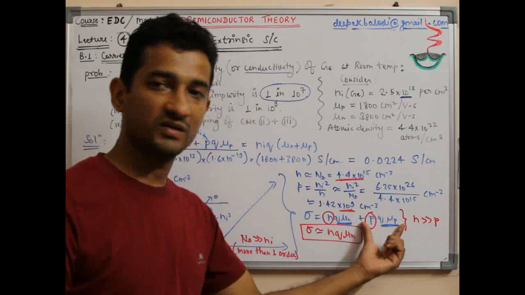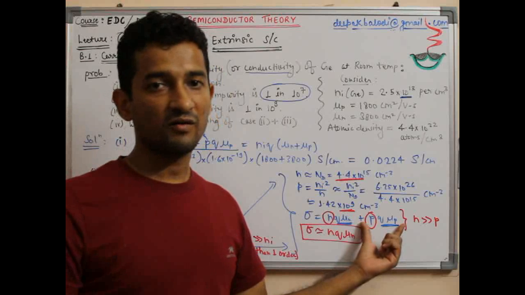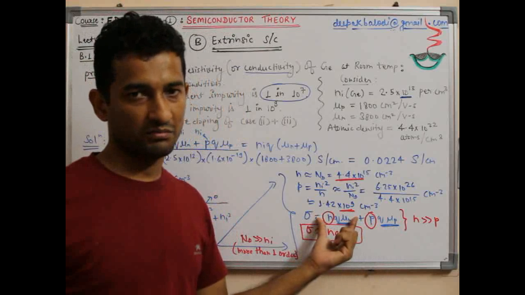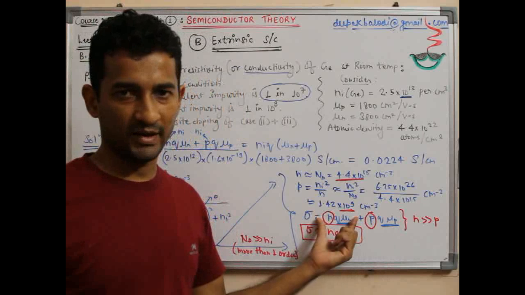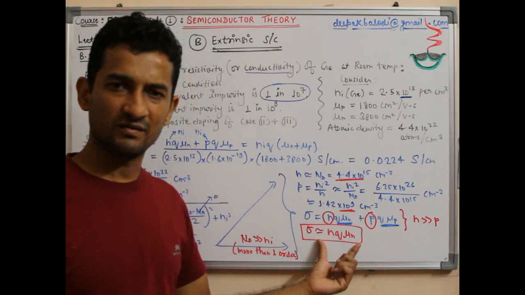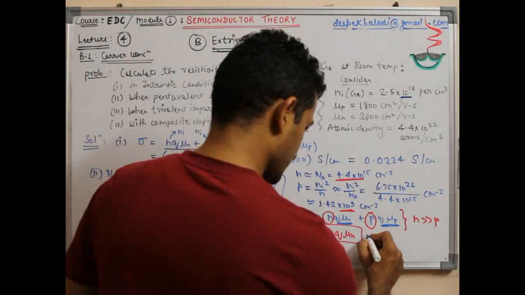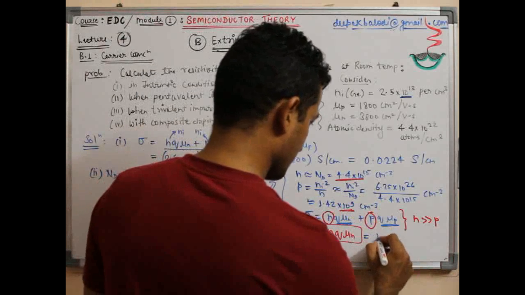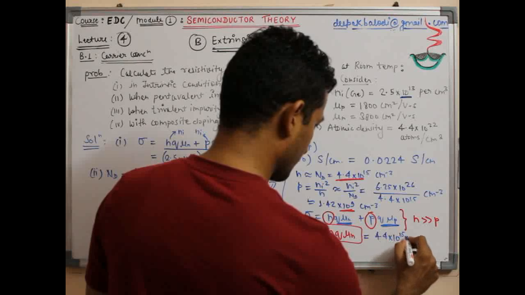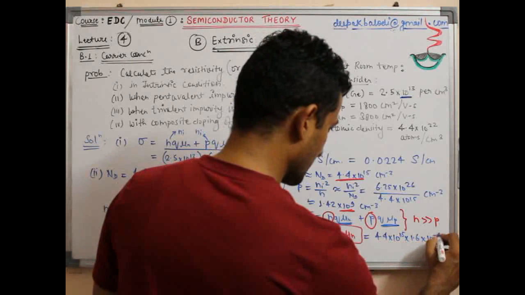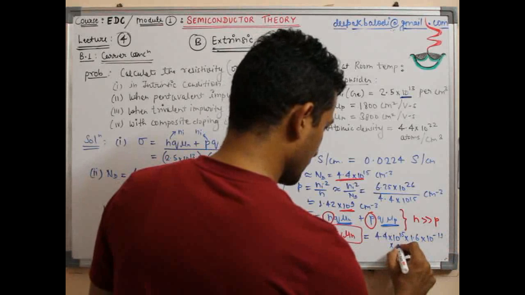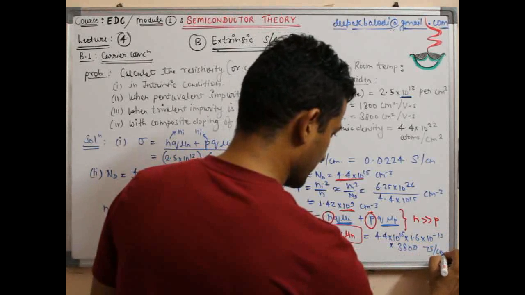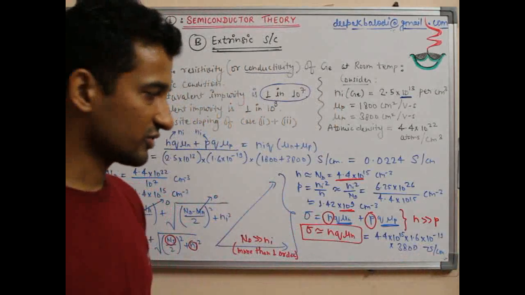Here the smaller term is this, because this corresponds to the conductivity of the minority carrier. So we can retain only this term for a fair enough level of accuracy. So this is sufficient. Now if we proceed, I'll have to write it again because I deleted it: this is 4.4 into 10 to the power 15, into 1.6 into 10 to the power minus 19, into μn, which is 3800. So that much mho per centimeter, or Siemens per centimeter, both you can write.